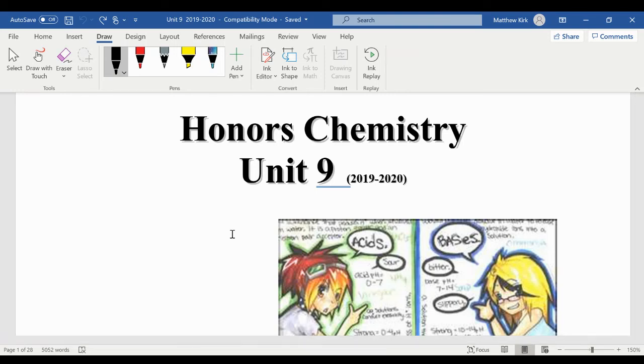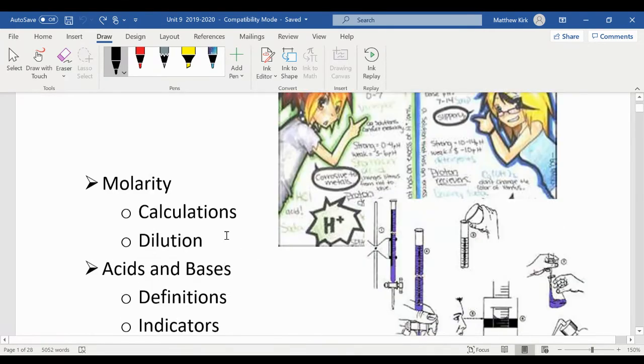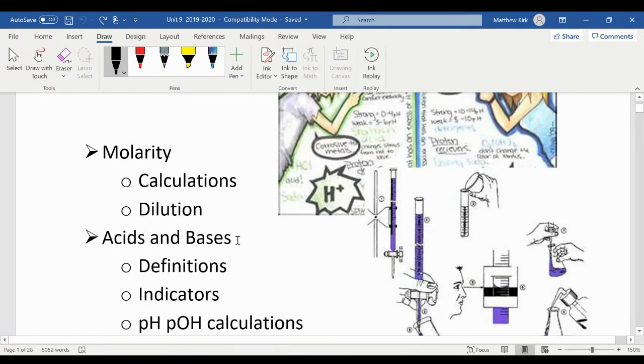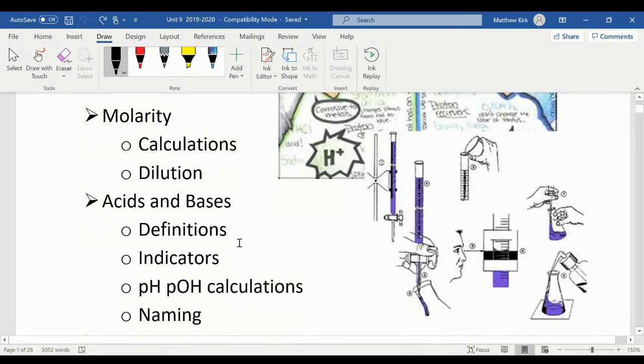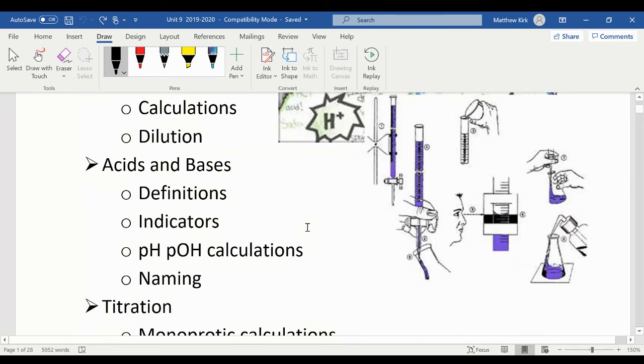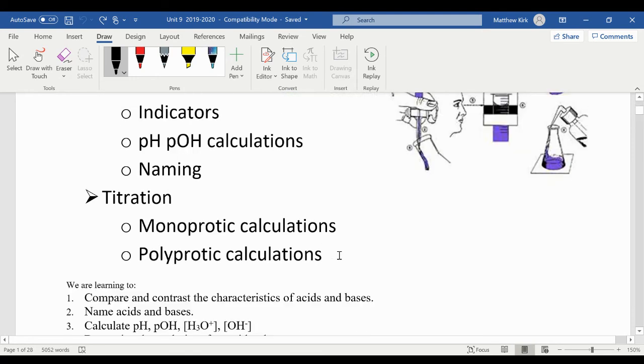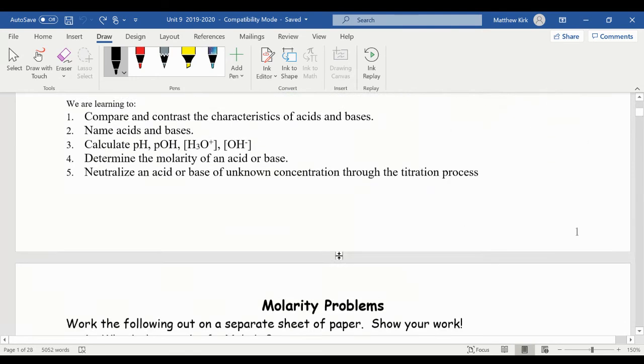Today we're going to start Unit 9, which is all about acid and base chemistry. And we're actually going to start with a little review on molarity. As you can see on your screen, here is what we'll be getting into over the next couple of weeks. First, today and tomorrow, molarity and dilutions. And then later this week into next, we'll talk about acids and bases, what they are, ways to define them, and these things called titrations.